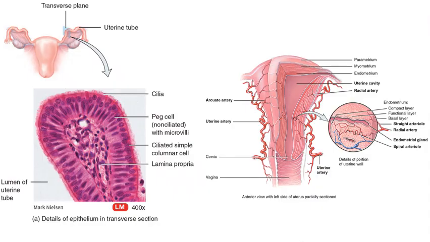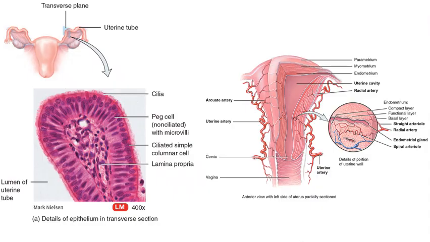Anteriorly, the peritoneum reflects off the uterus and covers the urinary bladder, and that forms a shallow pouch known as the vesicouterine pouch. Posteriorly, it covers the rectum and forms a deep pouch between the uterus and the rectum, the rectouterine pouch, or pouch of Douglas, which is actually the most inferior point in the entire pelvic cavity.